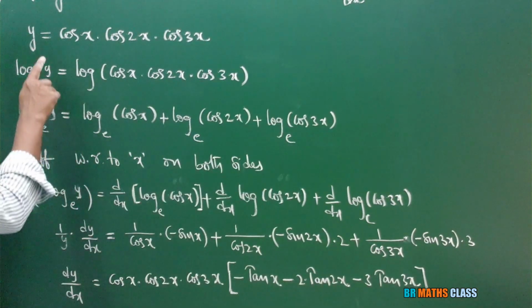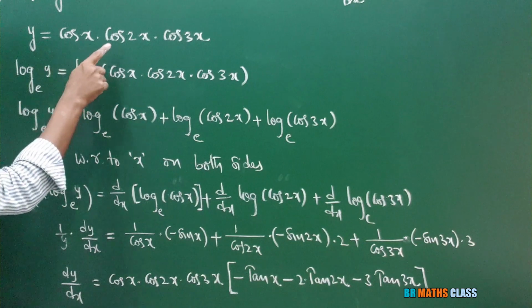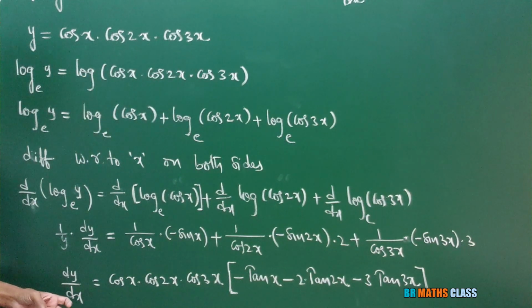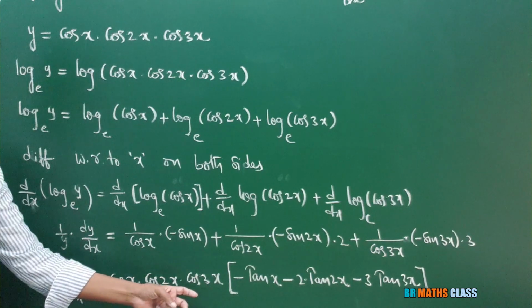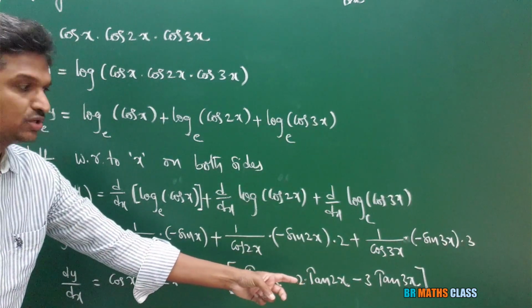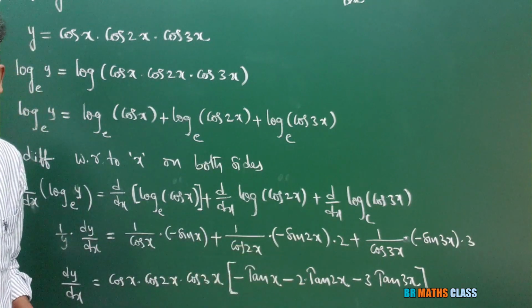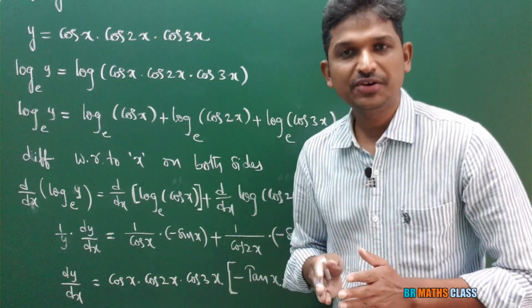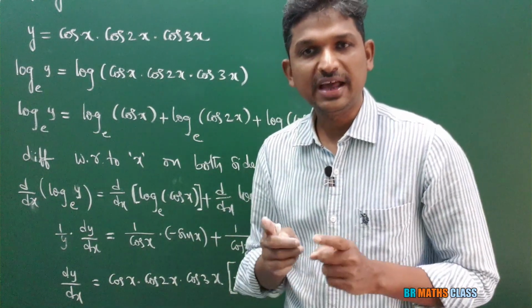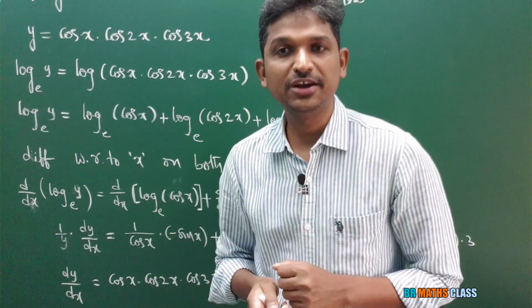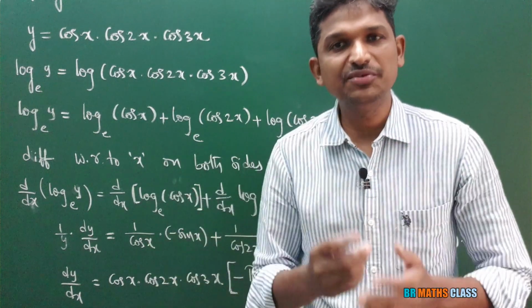So in the question, what they are asking? If y equal to cos x into cos 2x into cos 3x, what is dy by dx? dy by dx is cos x into cos 2x into cos 3x into minus of tan x into minus 2 tan 2x into minus 3 tan 3x. I hope you understand this. These logarithmic differentiation problems are little lengthy, but actually they are very easy if you know the basics. Especially if you know chain rule differentiation, these things can be done very easily.